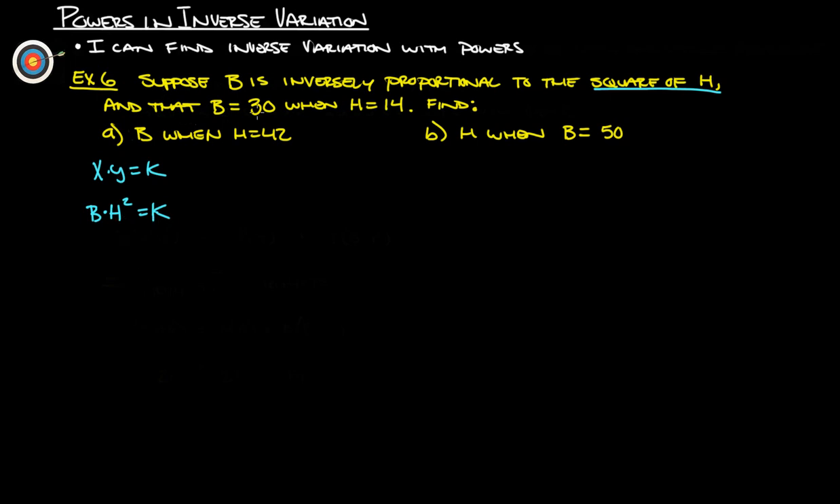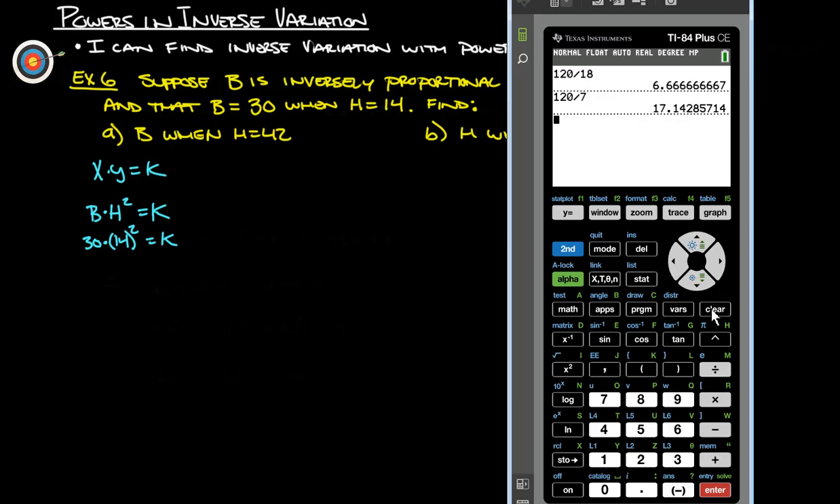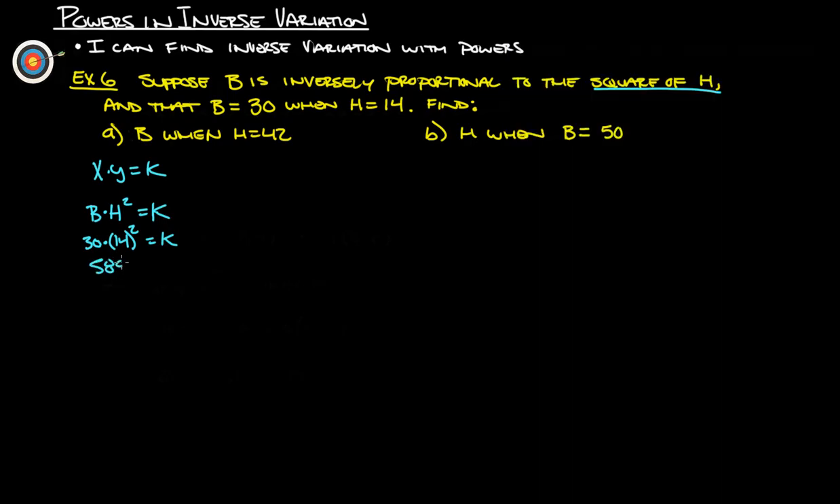Okay, so we know that b is 30, so we'll do 30 times h, which is 14, but we've got to square 14 because whatever h is, we square it, and that gives us k. All right, so let's do 30 times 14 squared, which gives us 5880. So 5880 is going to be our k.